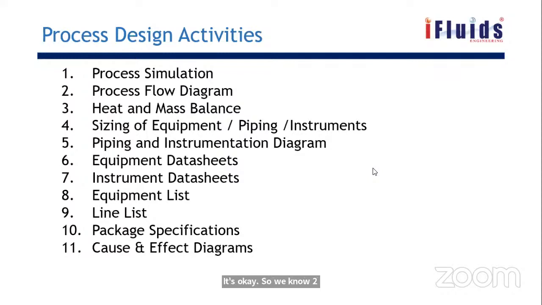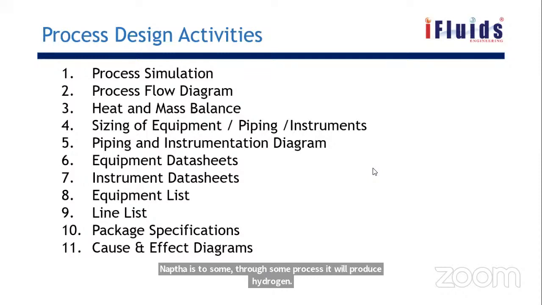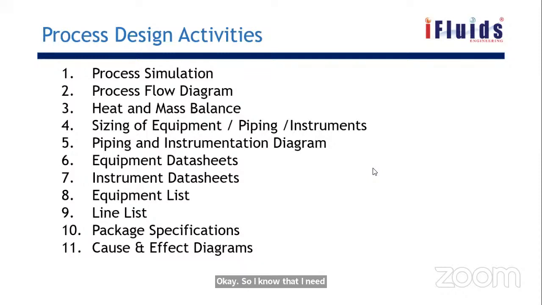So hydrogen is not a direct product. We need hydrogen through some process. So say naphtha. Naphtha through some process will produce hydrogen. Okay. So I know that I need raw materials nitrogen and hydrogen. Hydrogen we cannot have direct, so we need to go for a hydrogen manufacturing unit. For that, one of the raw materials is naphtha, with steam reforming. So we will start with the naphtha. In the simulation we need to start with the air and then naphtha.